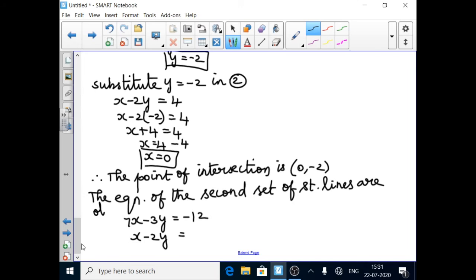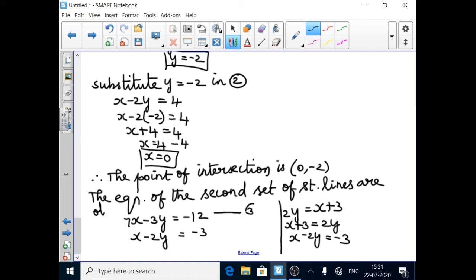x minus 2y equal to minus 3. The given equation is 2y is equal to x plus 3. x will be positive, so I write it as x plus 3 equal to 2y. Then x minus 2y, and plus 3 going to the other side becomes minus 3. So x minus 2y equal to minus 3. Take it as the third equation. This one take it as the fourth equation.